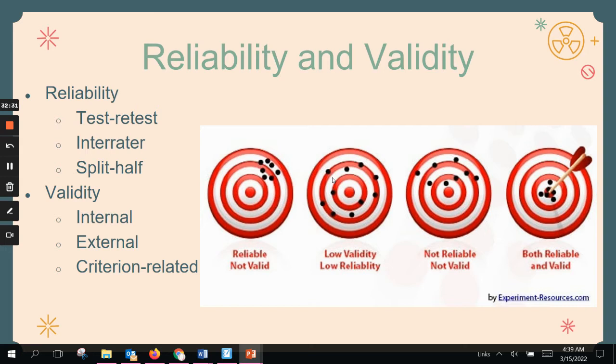So if we look at our visual here, the first one all the way to the left, you can see it's reliable, not valid. So all the scores are about the same, but it's not hitting the bullseye. Low reliability and low validity, so they're somewhat clustered. So they're possibly getting the same score, and it's kind of sort of around the target. Not reliable, not valid, so they're not clustered at all, and they're not anywhere near the target. And then both reliable and valid, the test scores are all clustered, and they're clustered right around the bullseye. So it's measuring what it's supposed to be, and you're getting the same results each time.